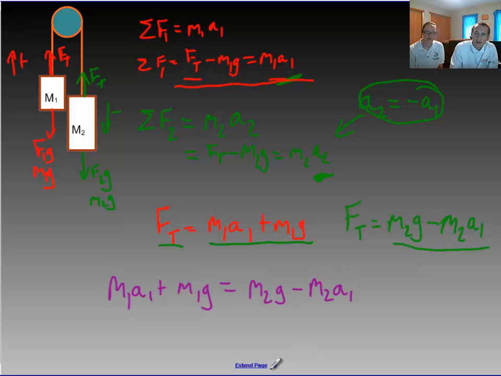Now this looks nice because we know the masses. We know gravity, so we can solve for acceleration. Mass 1 is 3 kilograms and mass 2 is 5 kilograms.